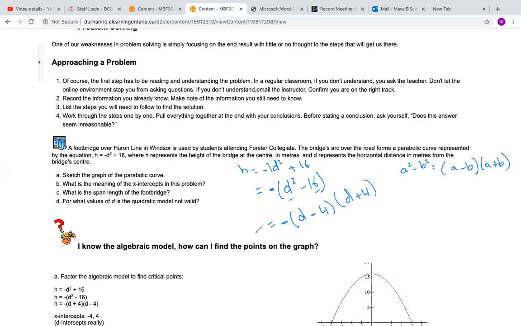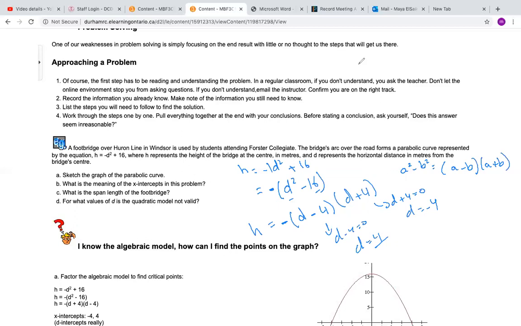Now this is in factored form, and factored form is useful because in factored form I can find my x-intercepts. In this case, d minus 4 equals 0, so that means d equals 4, and d plus 4 equals 0, so that means d equals negative 4. So my x-intercepts are at 4 and at negative 4. I know it opens downward.